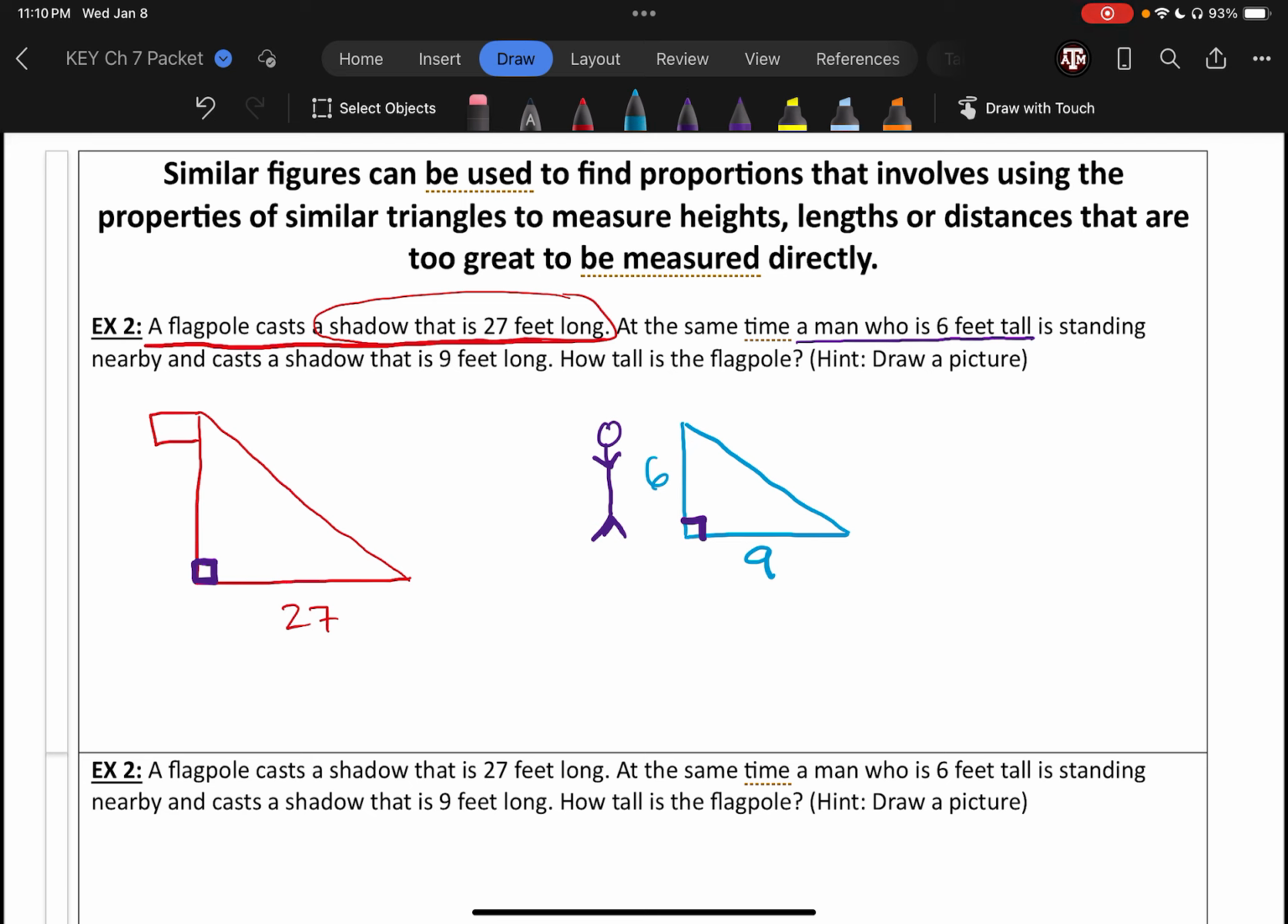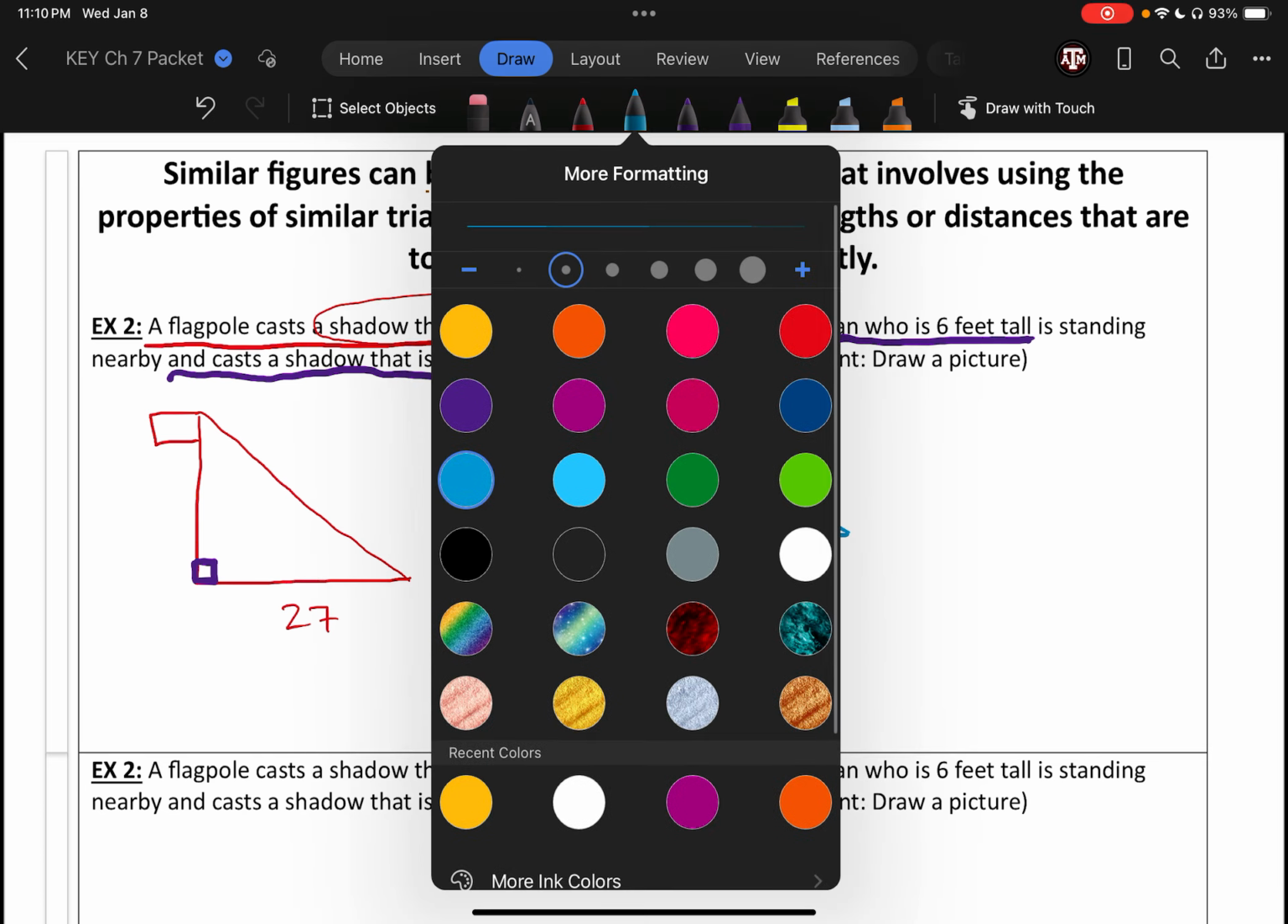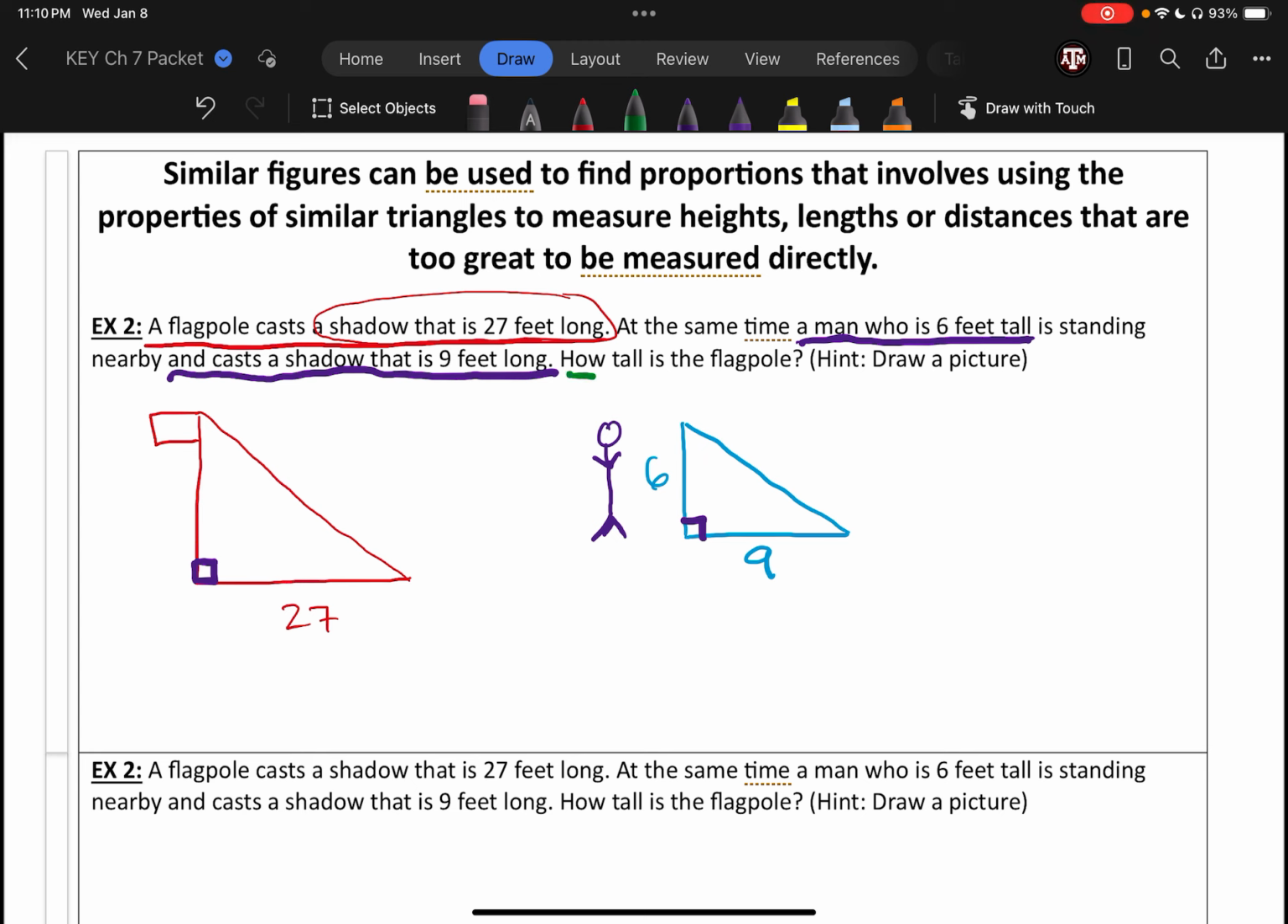Now, what we're looking for here, as I read the rest of the question, so we did the man is 6 feet tall and casts a shadow that is 9 feet long, right? So I got that labeled. Question now is asking us to find out how tall is the flagpole. Here's my flagpole. The tall part here would be this. I don't know what it is, so I'm going to call it x, right?